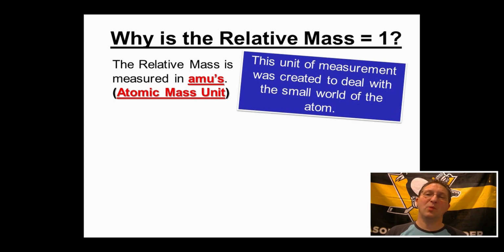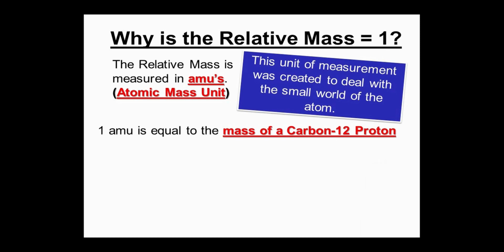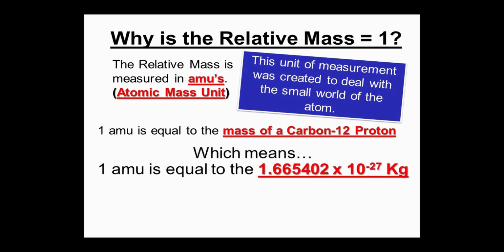What is 1 AMU? Well, when they put this together, this is the conversion that they did. They said 1 AMU was equal to the mass of a carbon-12 proton. Now, if you look at carbon-12, you're going to figure out that there are 12 particles in that carbon-12 particle. So if we take a carbon-12 and divide it by 12, we end up with 1 as our answer. How? Well, 1 AMU, one of those protons, is actually equal to 1.665402, I gotta look it up myself, times 10 to the negative 27th kilogram.